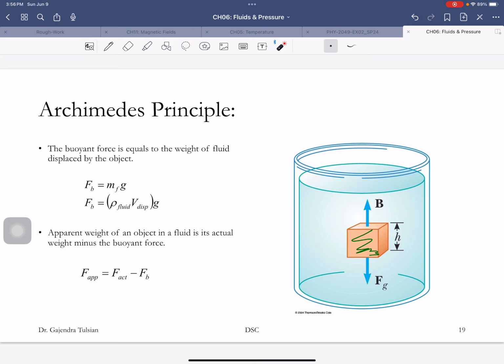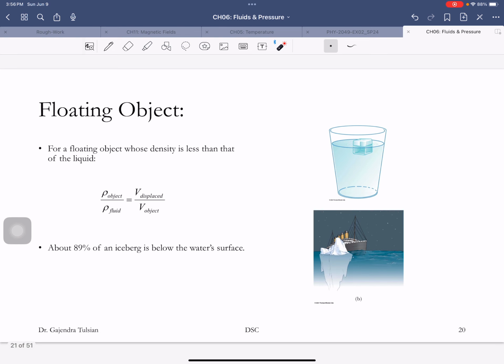So underwater, your apparent weight will be your actual weight minus the buoyant force. In fact, if you stand in a pool, since the density of a person is almost equal to the density of water, if you weigh yourself underwater, you'll essentially be weightless. So your apparent weight will be zero or close to zero.